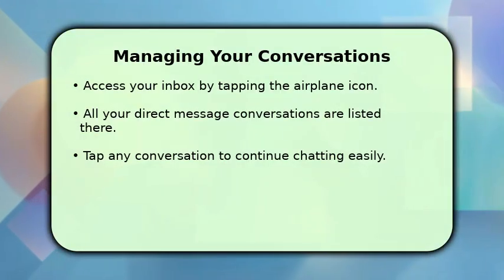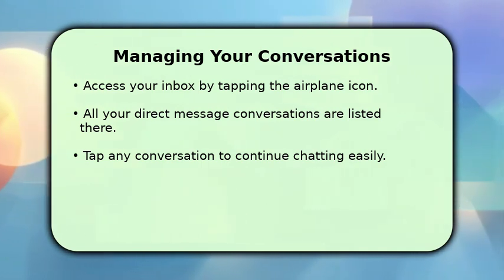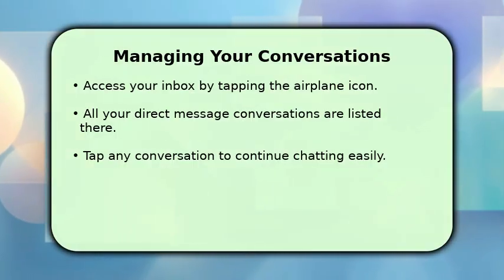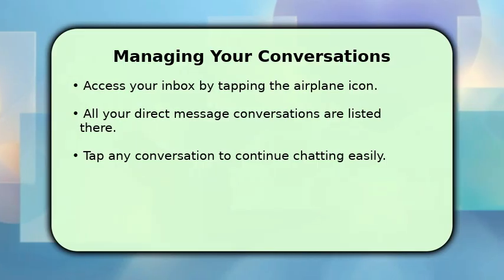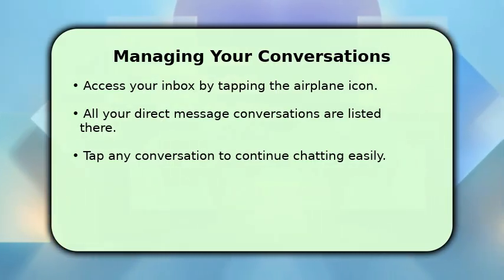To view and manage all your ongoing conversations, head back to your TikTok home screen. In the top right corner, you will see a paper airplane icon. Tapping this icon will take you directly to your inbox. Here, all your direct message chats are neatly organized. Simply tap on any conversation from the list to open it up and continue your discussion right where you left off.